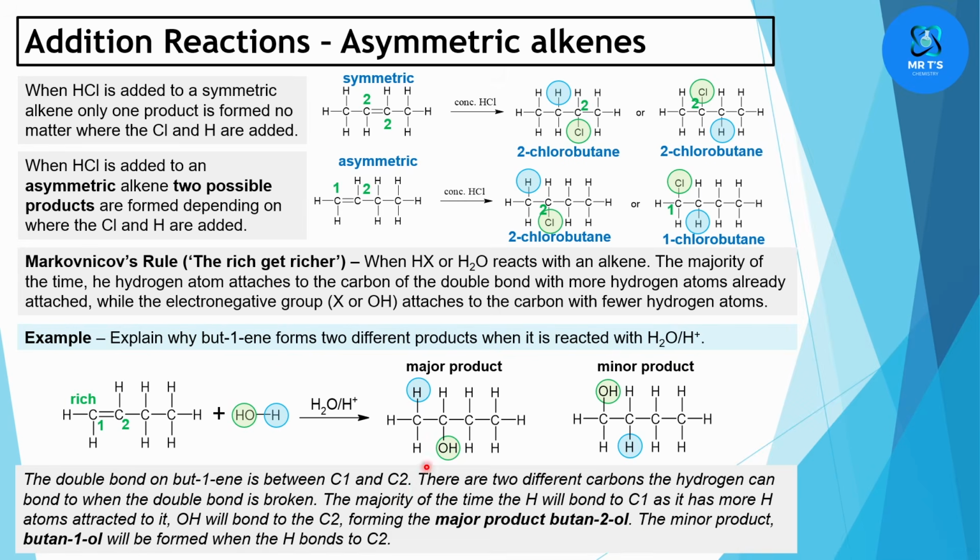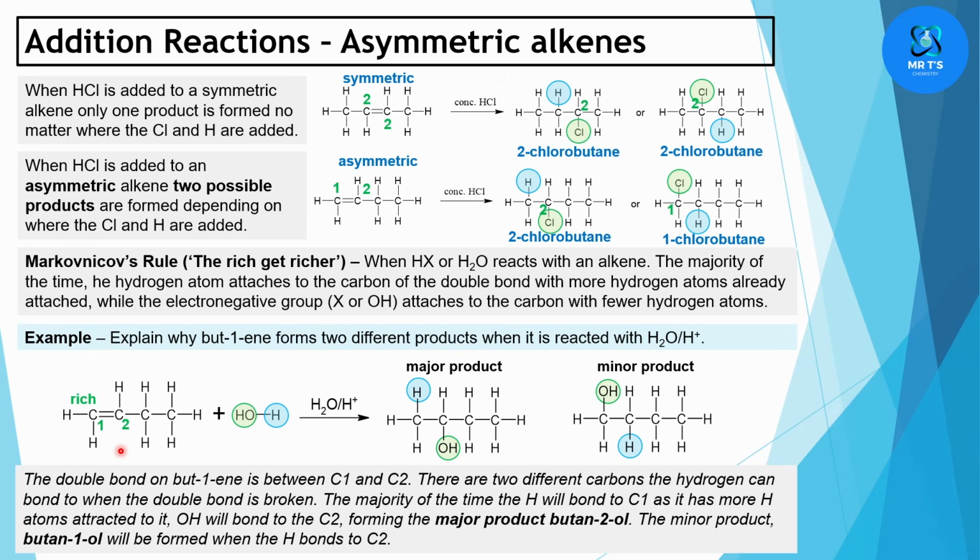So now we're going to write an explanation, and we'll say something like: the double bond between carbon 1 and 2, there are two carbons that the hydrogen can bond to when the double bond is broken. The majority of the time the hydrogen will bond to carbon 1. Notice I'm being specific on which carbon it is that will be the majority. And it has more atoms attached to it, right? That's why, because we don't say it's because the rich get richer.